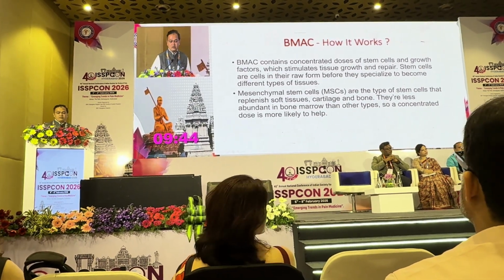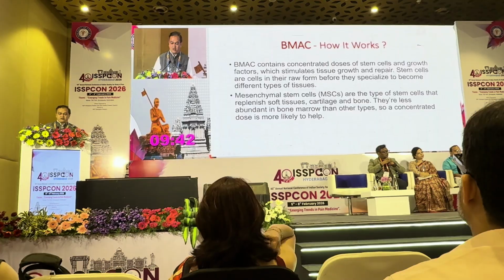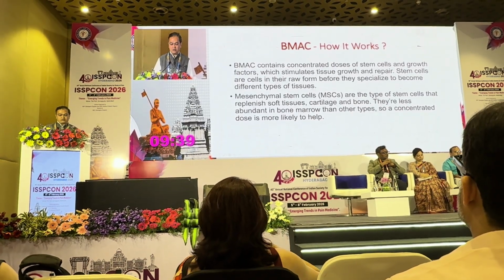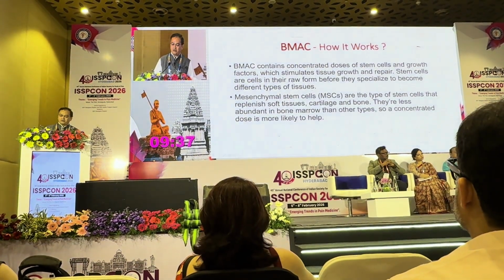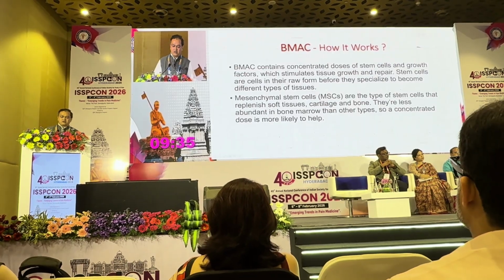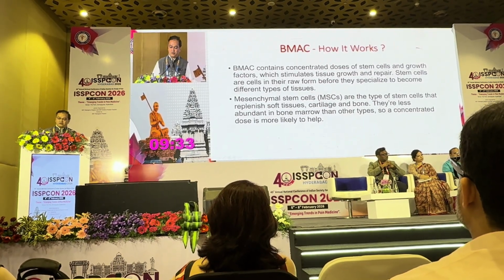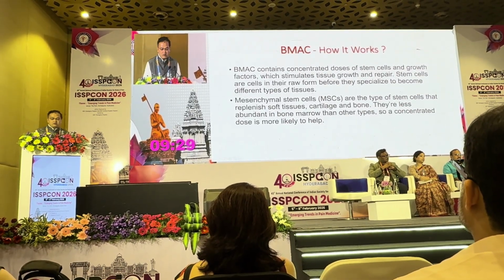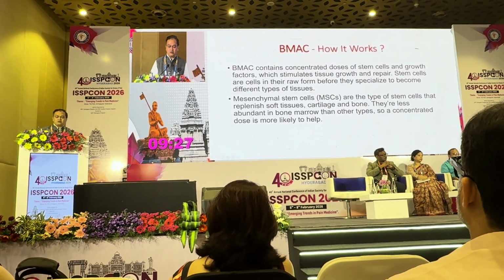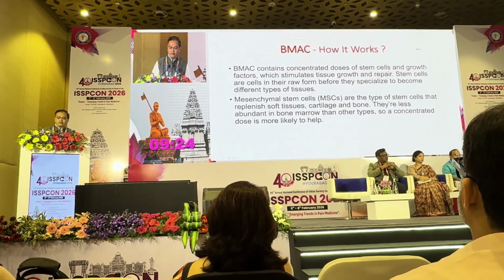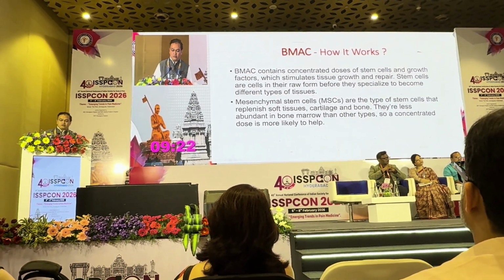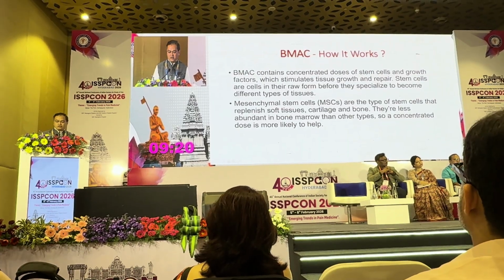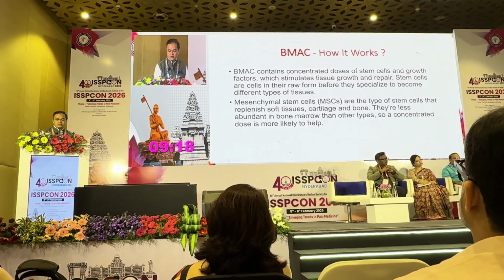So mechanism of action, BMAC, how it works. BMAC contains concentrated dose of the stem cells and growth factors which stimulate the tissue growth and repair. Stem cells are the cells in their raw form before they specialize to become different types of tissue. Mesenchymal stem cells are the type of stem cells that replenish the soft tissue, cartilage and bone. They are less abundant in bone marrow than other types, so concentrated dose is more likely to help.